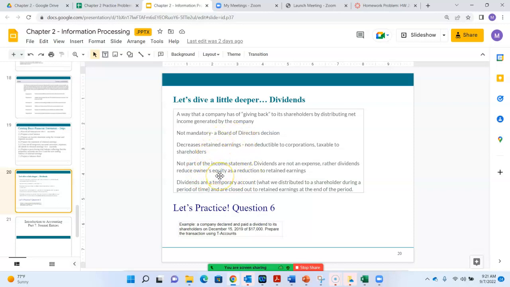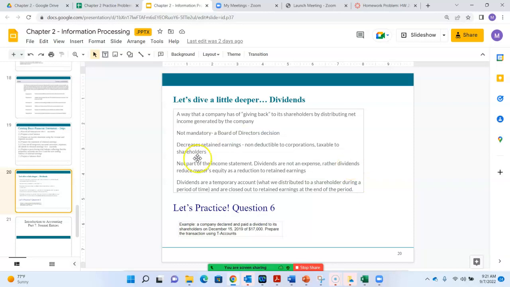You will see, potentially in your homework and definitely in chapter 4, that dividends are a temporary account. They get closed out to retained earnings at the end of the period. That is what we mean by temporary accounts. All of these different expense accounts or revenue accounts, they will get closed out to retained earnings at the end of the period. No worries if that doesn't make any sense right now. Once we get to chapter 4, we're really going to dive into the details.